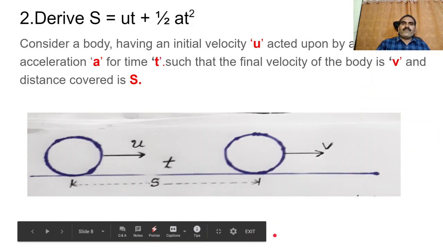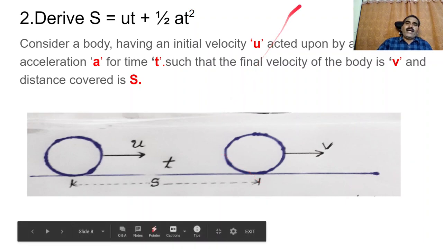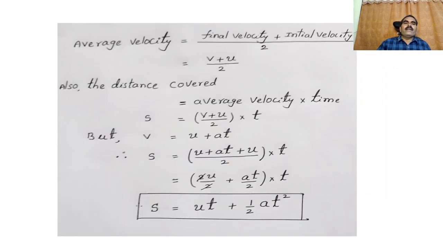In general, the mathematical formula is distance is equal to speed into time, or displacement is equal to velocity into time. But here we have two velocities, u and v. So which type of velocity should be taken? Whenever we have two velocities, we have to take the average velocity. Average velocity is equal to final velocity plus initial velocity by 2. The final velocity is v, the initial velocity is u. So, v plus u by 2.